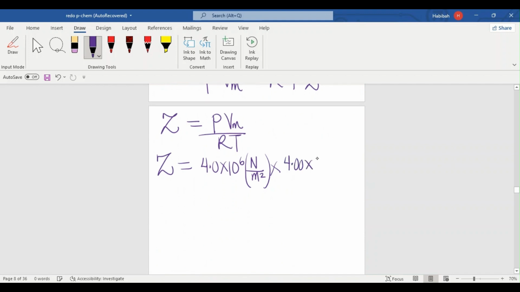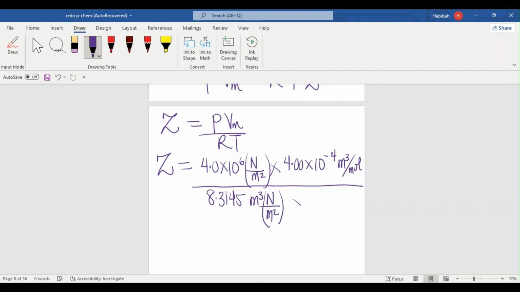So 4.00 times 10 to the power negative 4 meter cubed per mole, divided by the gas constant 8.3145 meter cubed Pascal, which I'll just say Newton per meter squared, per mole Kelvin, times temperature, which is just 288 kelvins. By the way, the compression factor has no units, so you have to make sure you cancel everything out to make sure there aren't any units.